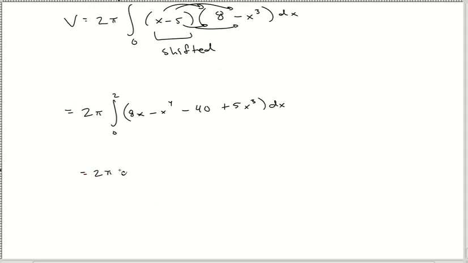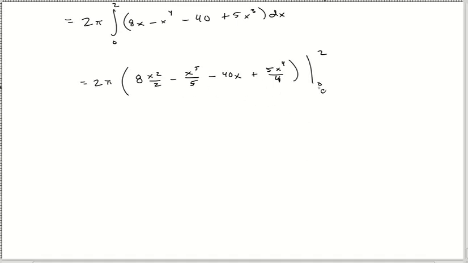Let's integrate, because it's not too hard to do that. So I got x squared over 2. X to the 5th over 5. I got 40x. I got 5x to the 4th over 4 from 0 to 2. The 0 cancels everything, so I'm only plugging in the 2. And 2 with all this stuff is actually not too bad. What I end up with, if I use your calculator, is 504 pi over 5.